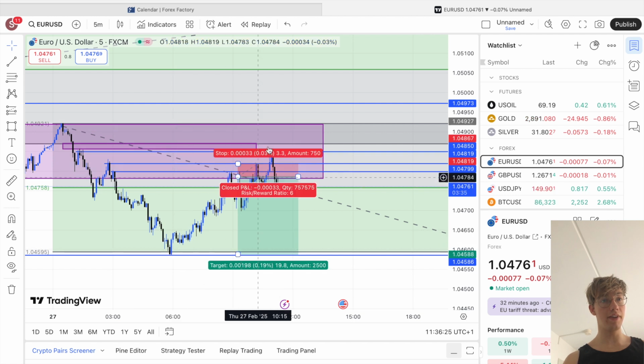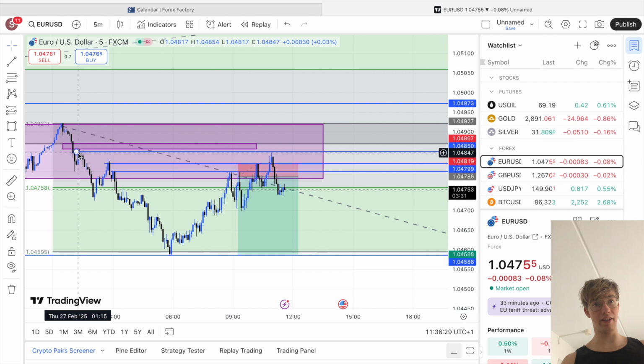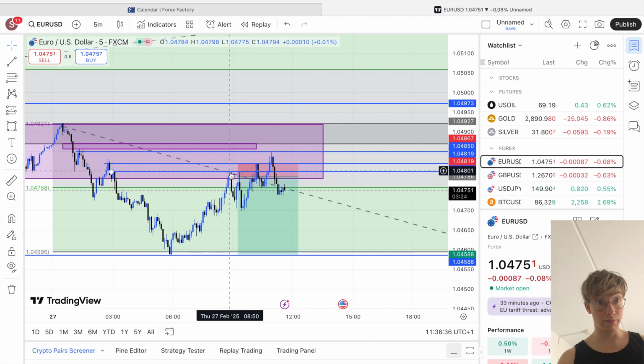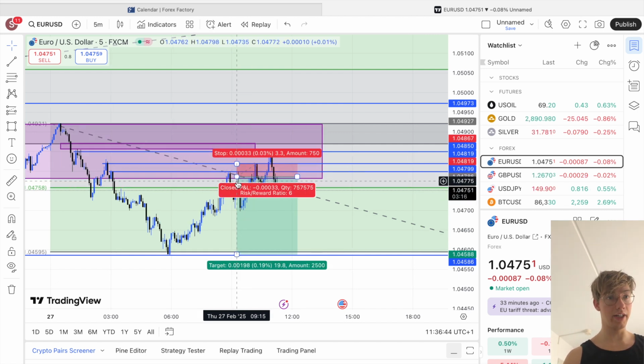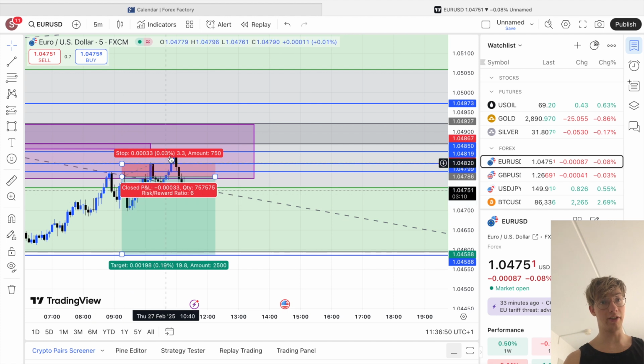We sweep this liquidity right here, and actually also this all the way up here, which I didn't think we could, off of the rejection we saw off of this. So I was like, well, the rejection was strong. We can't reach these others. And I took the trade off of that, and well, I got stopped out.